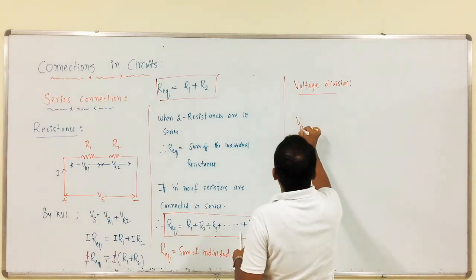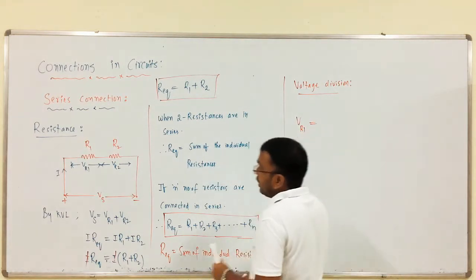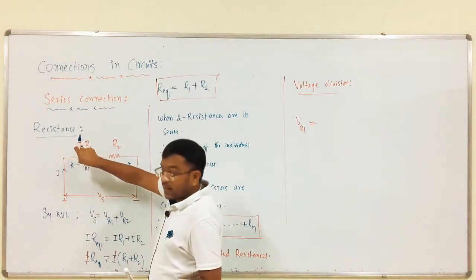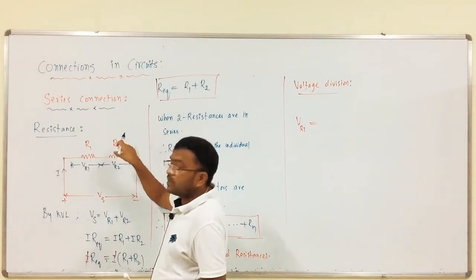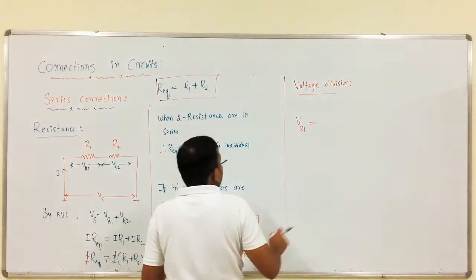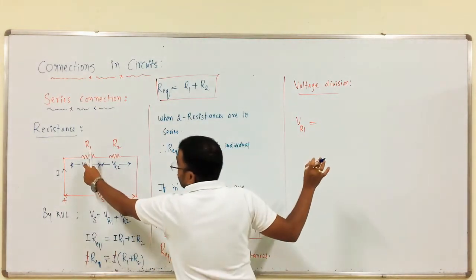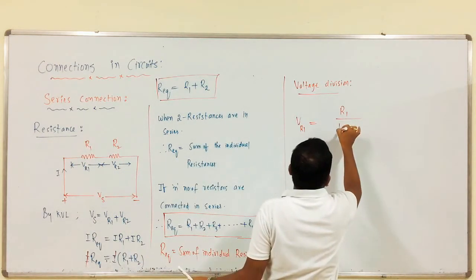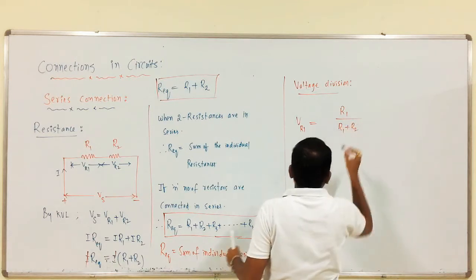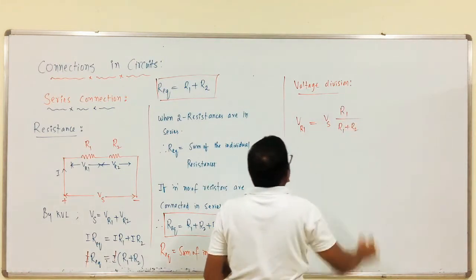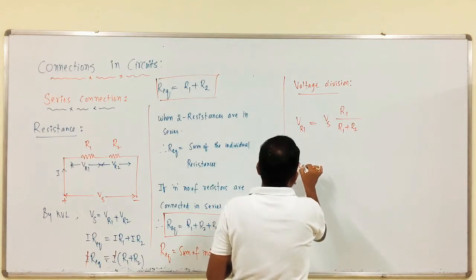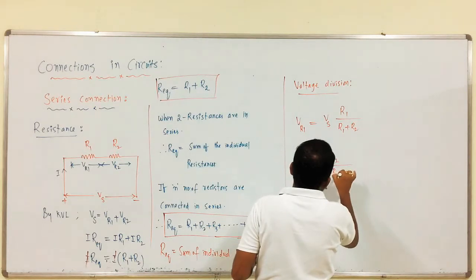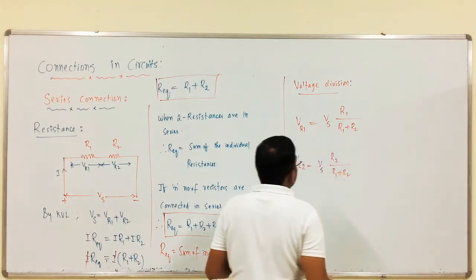So, VR1. What is VR1? We all know that VR1 equals the ratio of that present branch resistance to the total resistance, multiplied by the total voltage. So, VR1 is the ratio of R1 by total resistance R1 plus R2, multiplied by Vs. Like that, VR2 equals the supply voltage into R2 by R1 plus R2.